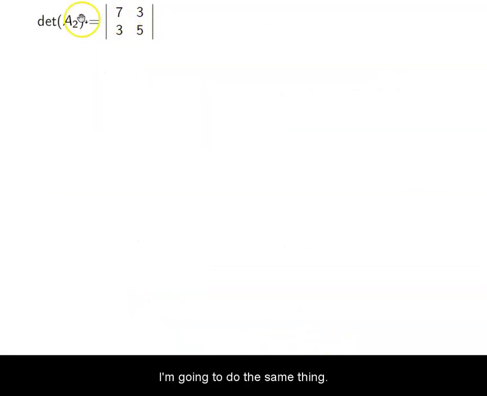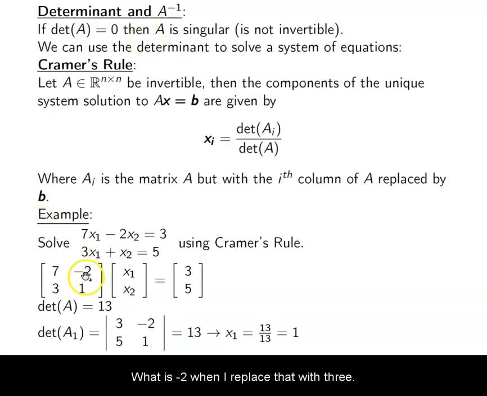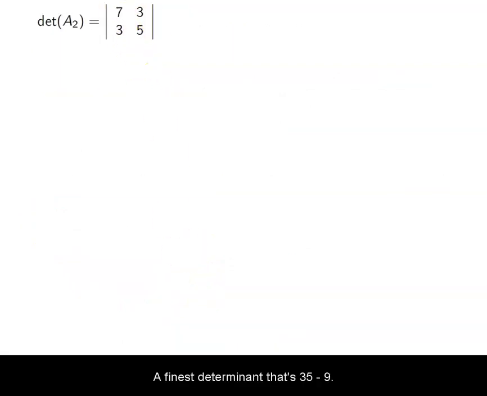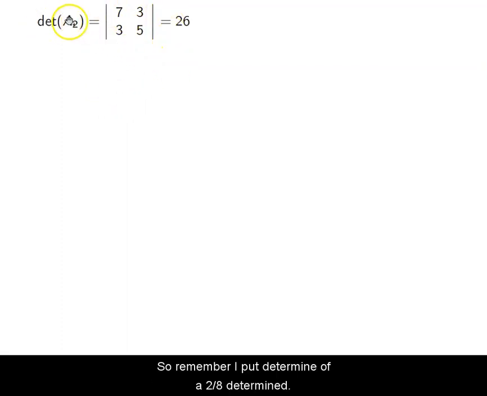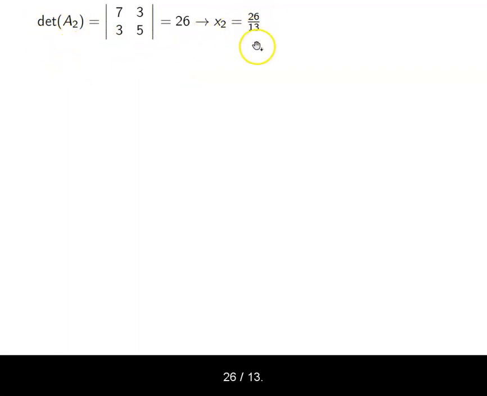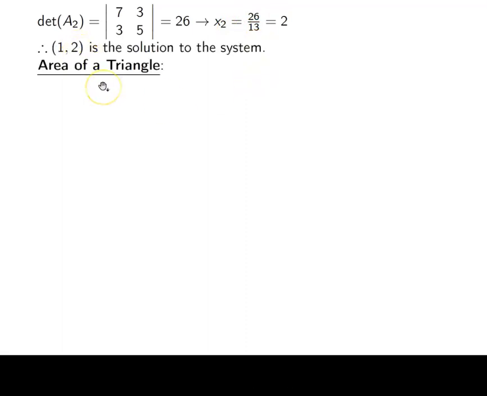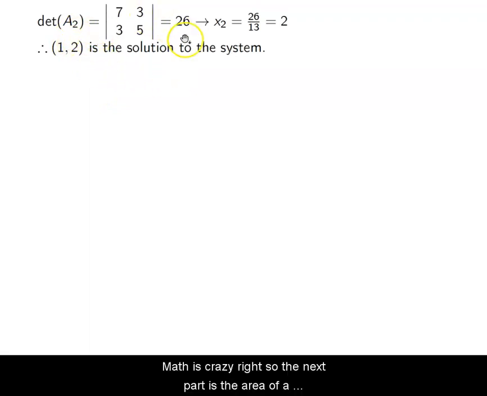I'm going to do the same thing. 7, 3. I replace the second column with B. So it was negative 2, 1. I replace that with 3, 5. Find its determinant. That's 35 minus 9, or 26. So remember, I put the determinant of A2 over the determinant of A. So that's 26 over 13, which is 2. So then my solution is 1, 2. Very, very straightforward. The math was pretty easy, right?